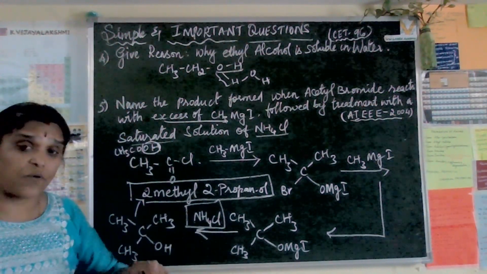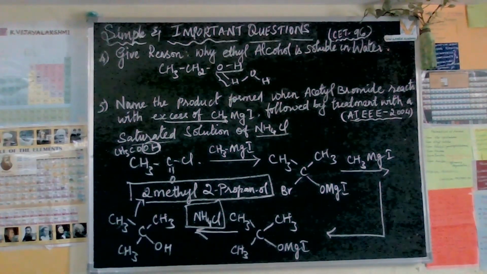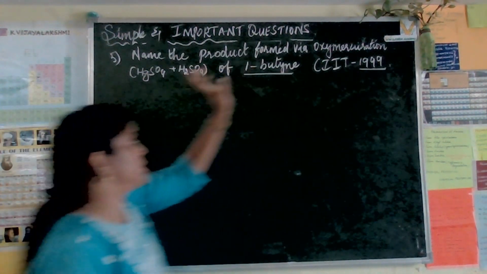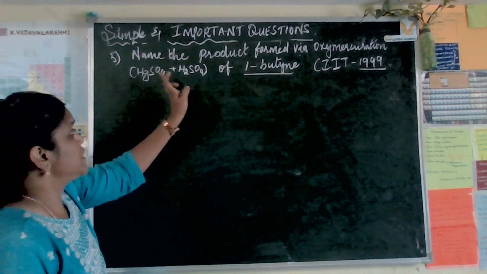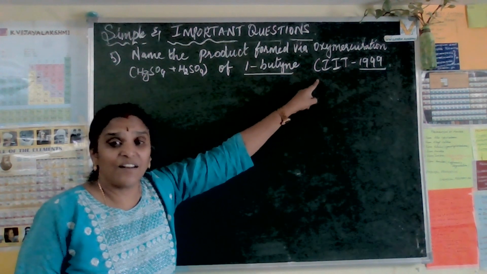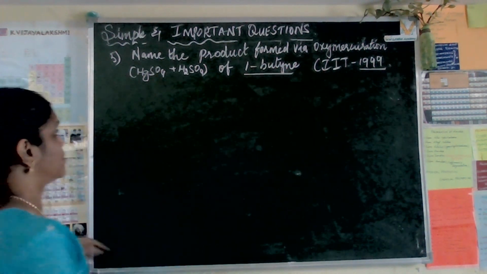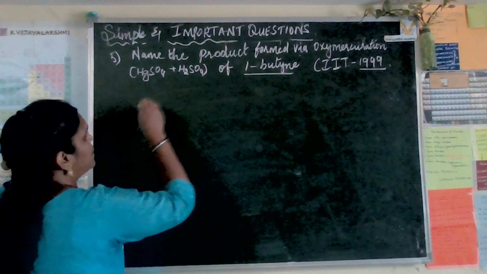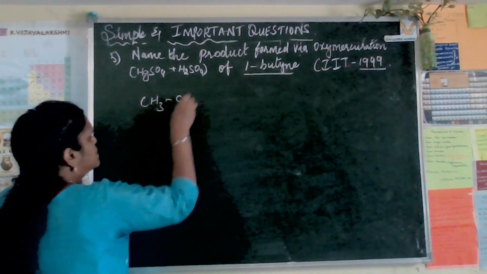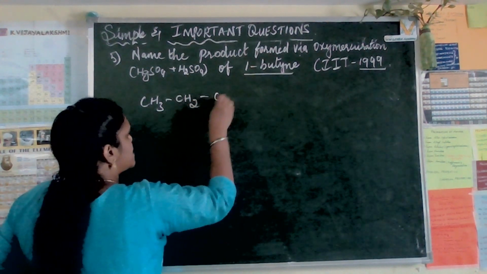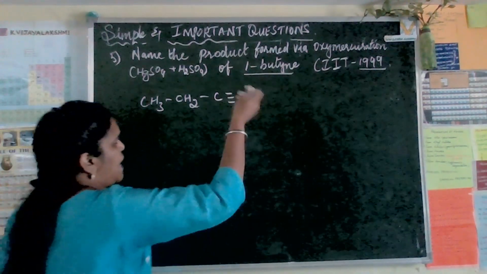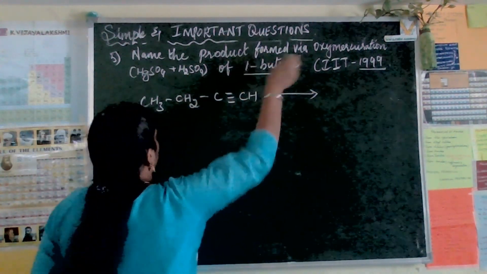Now, one more question, it's very important. The next question: name the product formed via oxymercuration with HgSO4 and H2SO4 of 1-butyne. An evergreen question, a very interesting question also. Come on, let us go for that. Here, 1-butyne. So what is the formula? CH3, CH2, C triple bond CH, right?